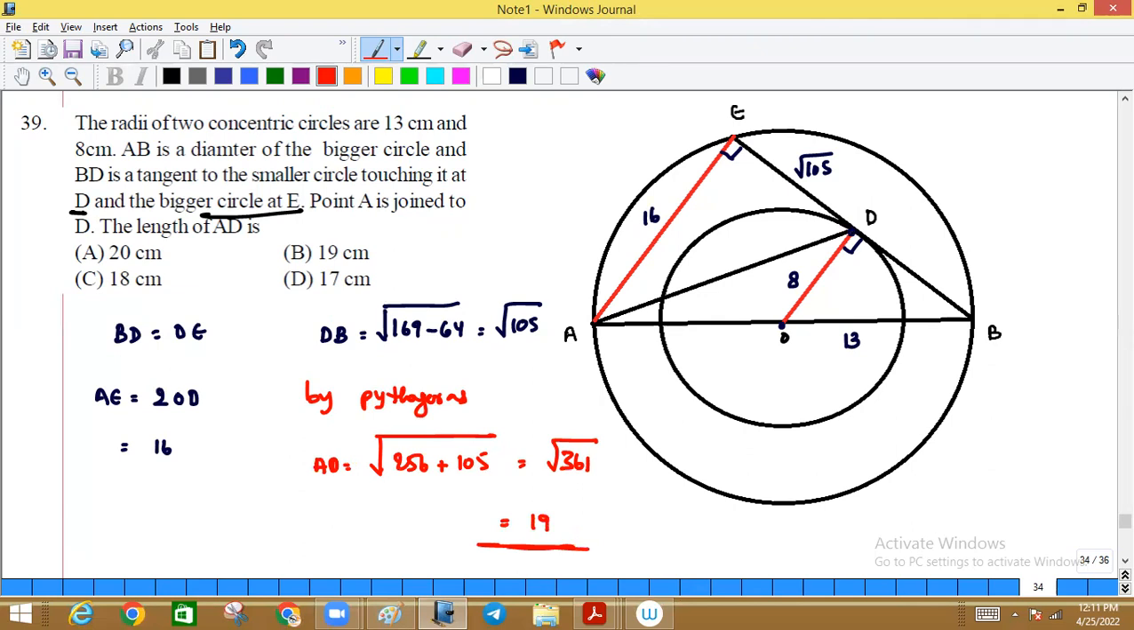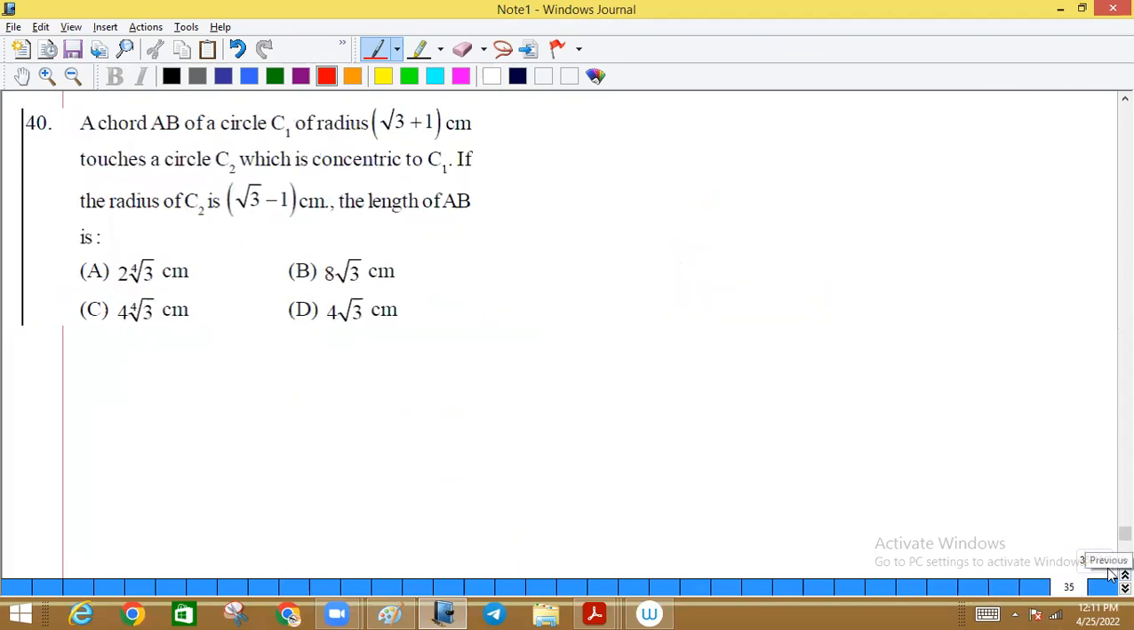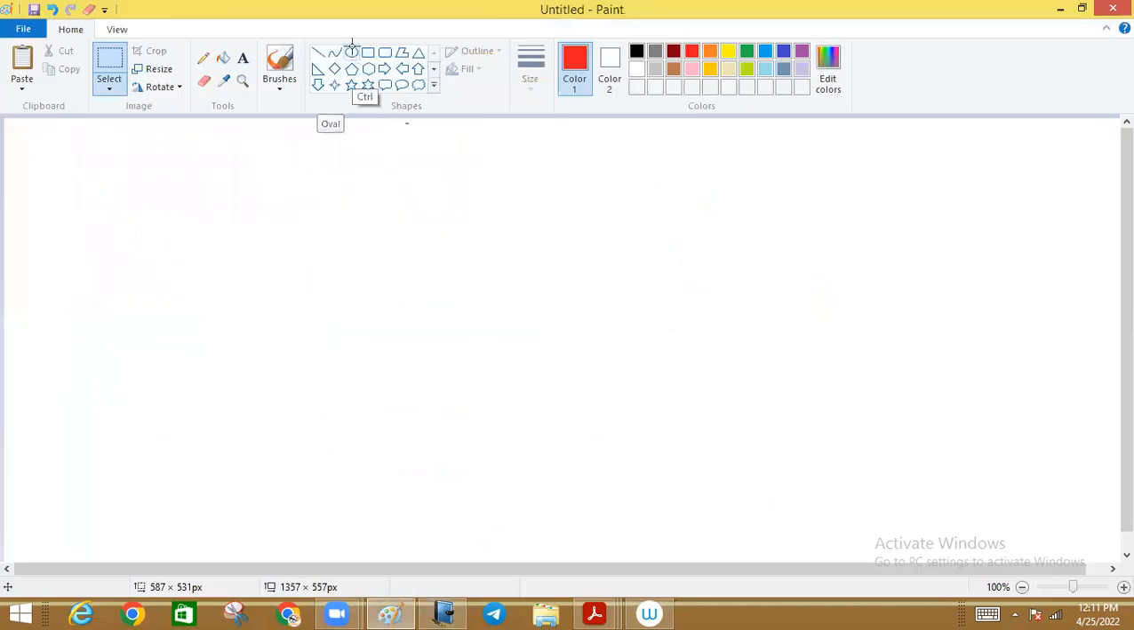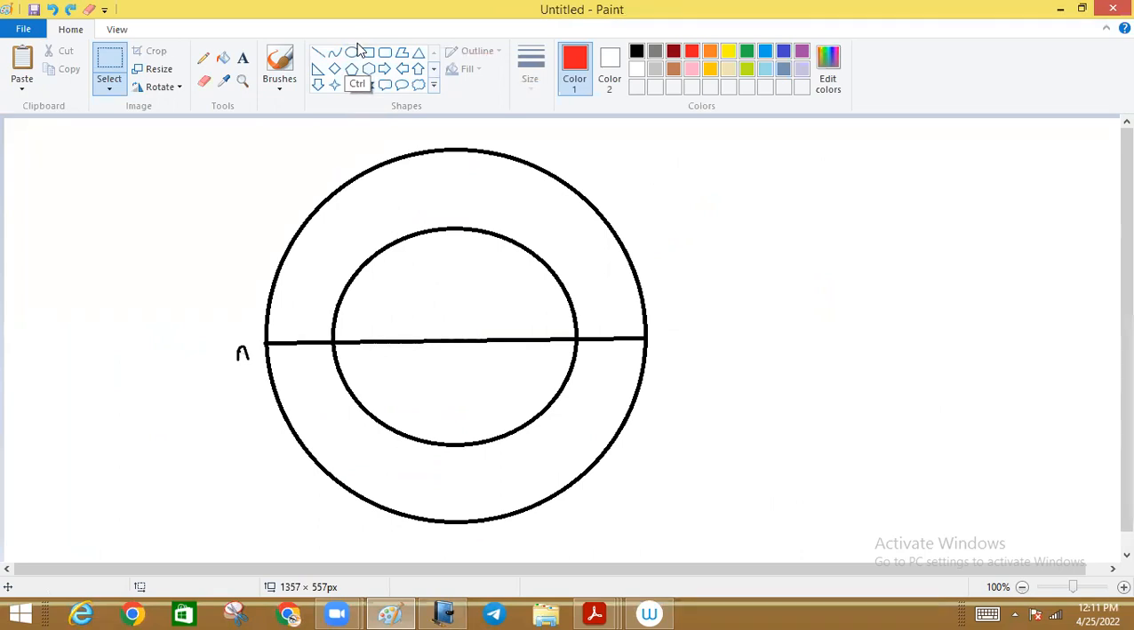Okay, in recent years also, in 2020 also, a similar question was asked with different values, but the question is similar. Chord AB of a circle C1 of radius root 3 plus 1 centimeter touches the circle C2, which is concentric to C1. If the radius of C2 is root 3 minus 1, then the length of AB. So AB is the chord of circle C1. Again, two concentric circles, you take it. But here AB is not the diameter, AB is a chord to the one and tangent to the other.